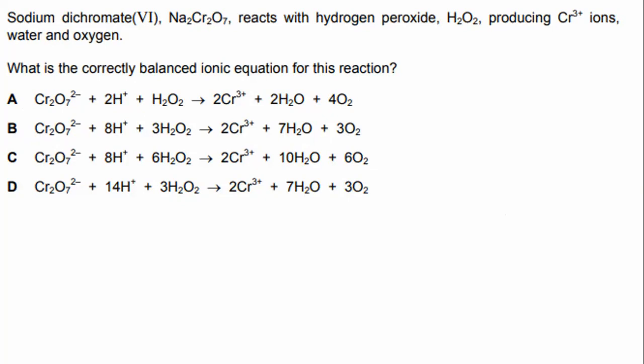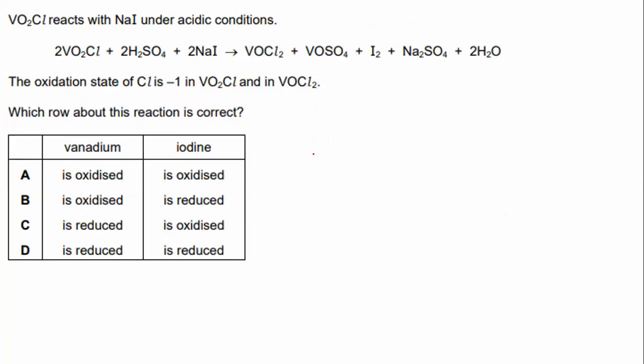Moving to the next question. VO2Cl reacts with NaI under acidic conditions. The oxidation state of Cl is -1 in here and in here. In both scenarios it is -1. Which row about this reaction is correct?